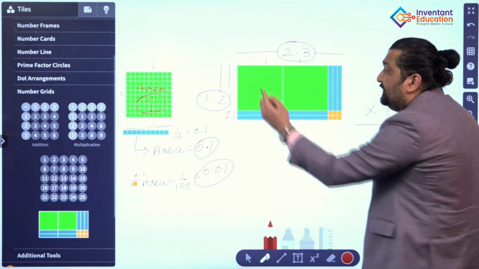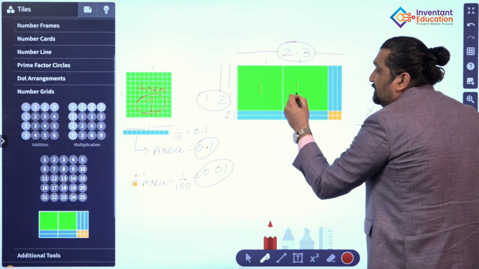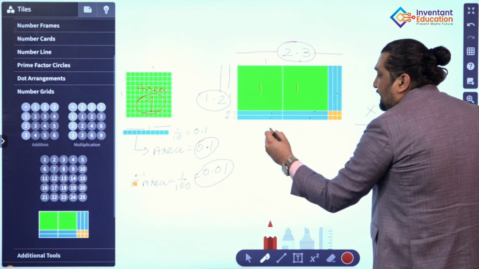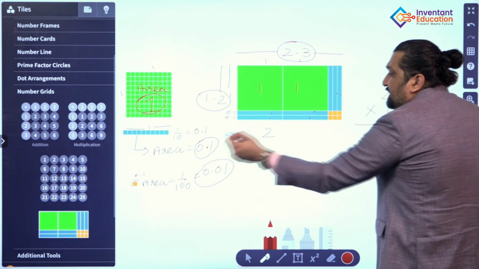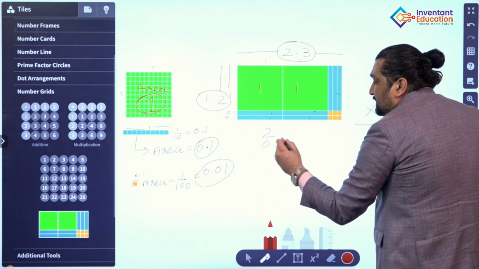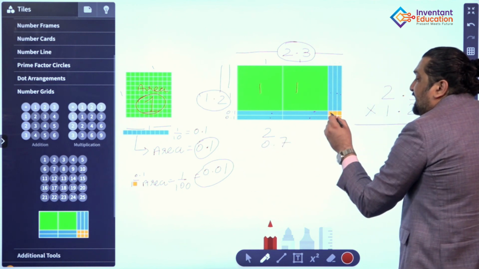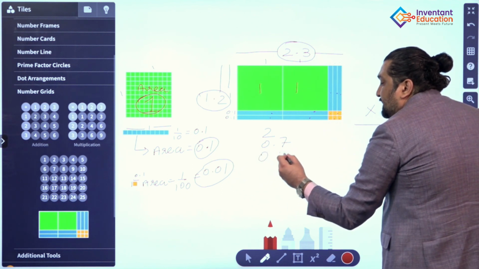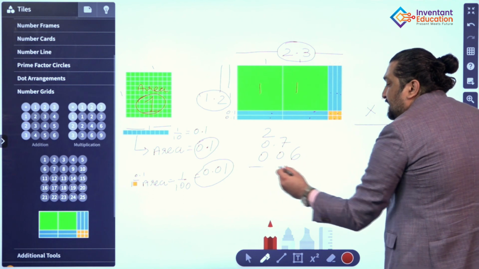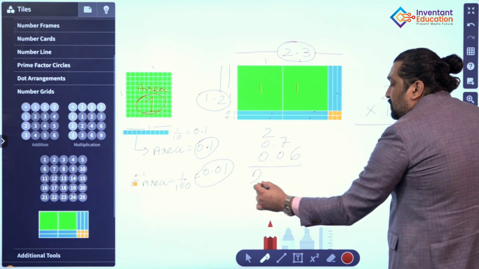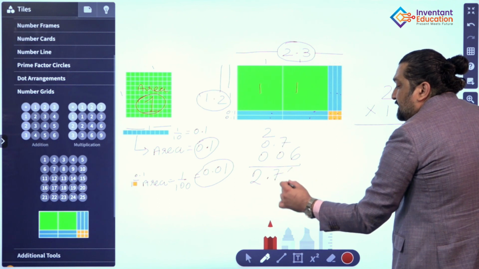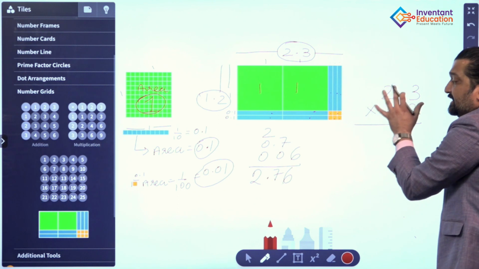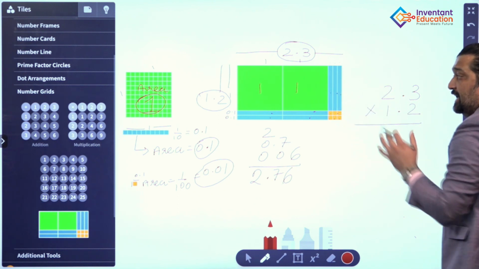Alright, so the area of this rectangle is this one: 1, 2, 3, 4, 5, 6, 7. So we have 2 ones, 7 times 0.1, that is 0.7, and 6 times we have 0.01, so that is 0.06. So the area should be 2.76. Now let's see whether we can visualize this decimal multiplication with the help of manipulatives.